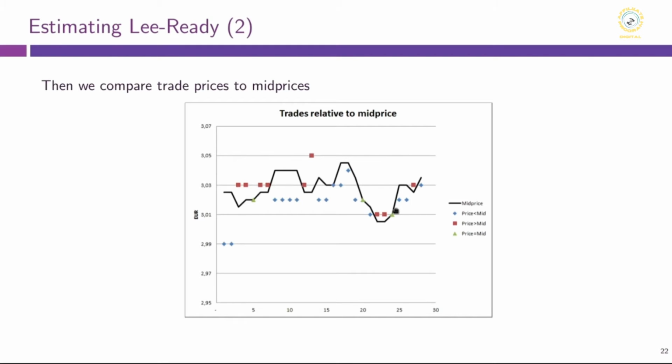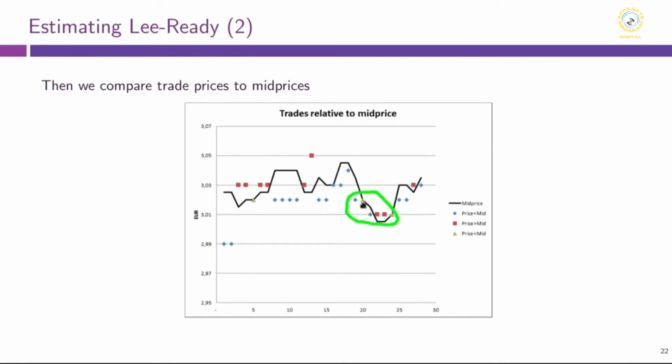The second rule, which meant to look at price dynamics, is actually only useful in one of these three cases, in particular in this one, because here the price went down compared to the previous transaction, so we are saying that this is a seller-initiated trade.